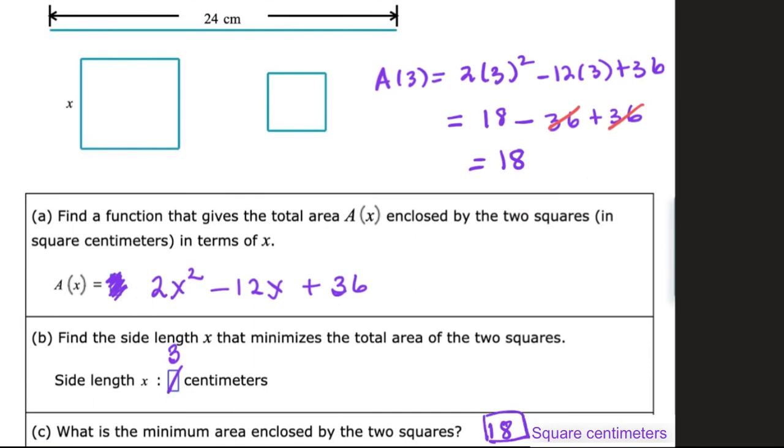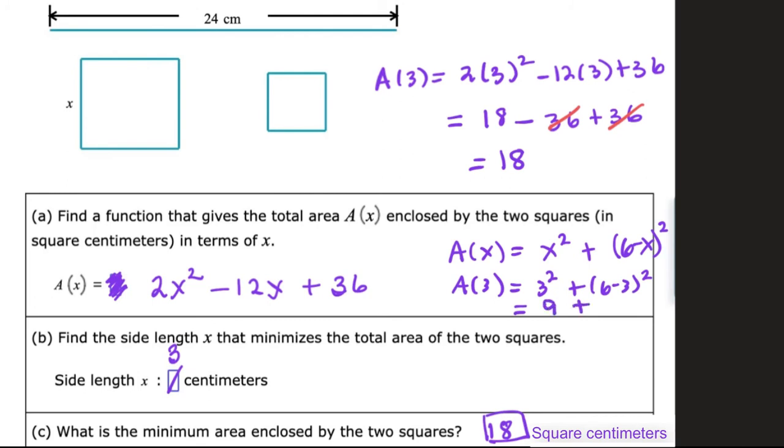I should also point out that you could also use the first area formula that we had, which was A of x equal to the first square, x squared, plus the second square, 6 minus x squared. So if you compute A of 3, you'll get 3 squared plus 6 minus 3 squared. So you'll get 9 plus 9, because 6 minus 3 is 3, and when you square it, you get 9, and then 9 plus 9 is 18. So you get the same value, and in fact, this one's easier to evaluate if you didn't have a calculator.